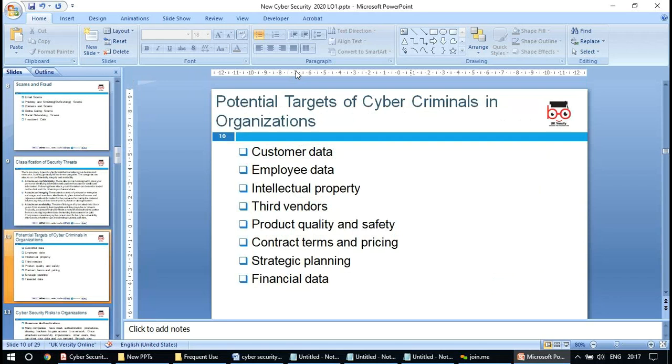Now, potential targets of cyber criminals in organizations. The criminals or hackers would try to steal the customer data, the employee data, the intellectual property. The intellectual property could be anything. For example, if the company has got a license or the formula to implement or to design anything, then they could steal it. Maybe third party vendors are involved, and they could affect the product's quality or safety. They could steal contract terms and pricing, maybe their strategic planning, their financial data, isn't it? So this unit has been designed more specifically in order to address these issues in the organizations.